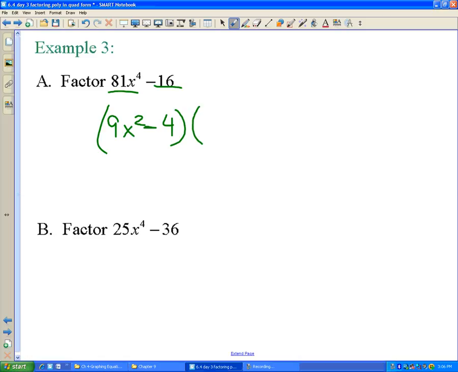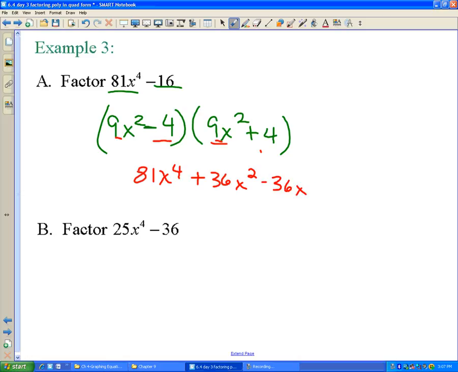9x squared minus 4, 9x squared plus 4. If I were to FOIL this out, and I'm going to do this to show it, 9x squared times 9x squared is 81x to the fourth. 9x squared times 4 is plus 36x squared. Negative 4 times 9x squared is negative 36x squared. Negative 4 times 4 is negative 16. Like always with a difference of two squares, my middle terms cancel, leaving 81x to the fourth minus 16.